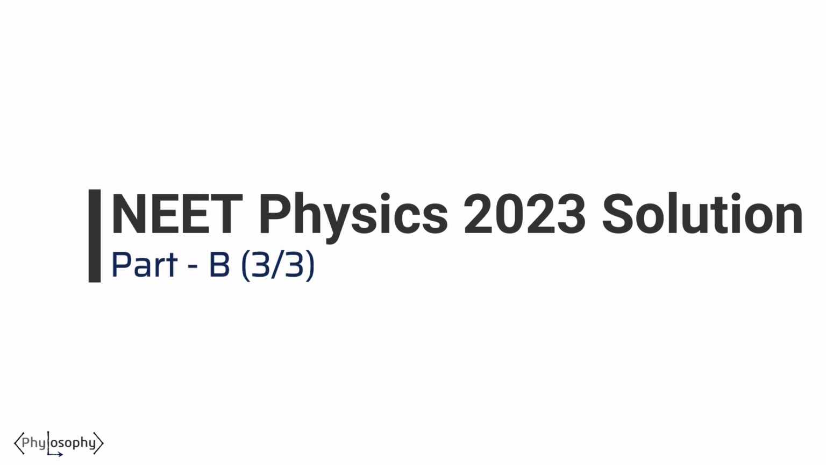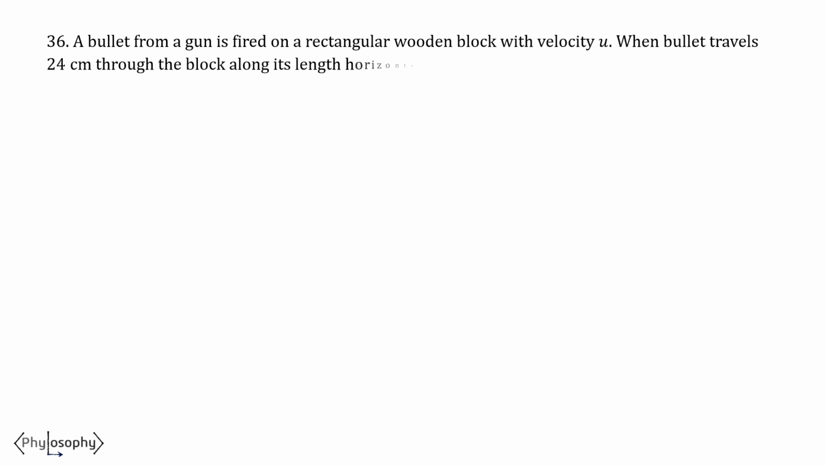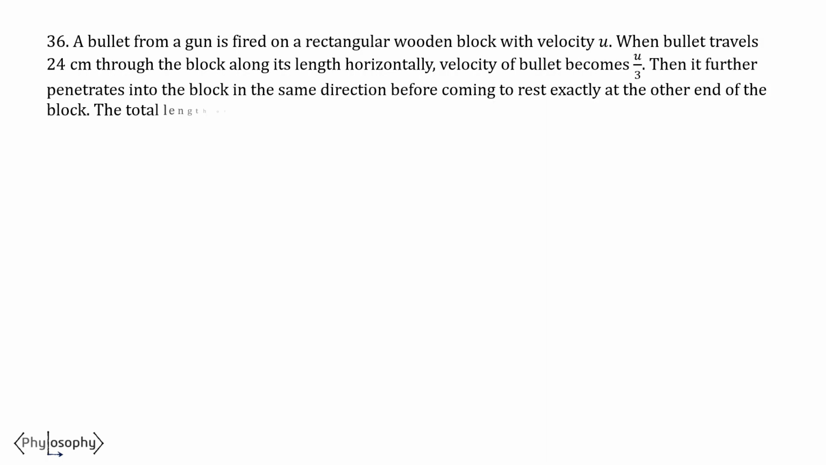In this video, we are going to solve part B of the physics question paper from NEET 2023. So our first problem is, a bullet from a gun is fired on a rectangular wooden block with velocity u. When the bullet travels 24 cm through the block along its length horizontally, the velocity of the bullet becomes u over 3. Then it further penetrates into the block in the same direction before coming to rest exactly at the other end of the block. The total length of the block is, and these are the four options.